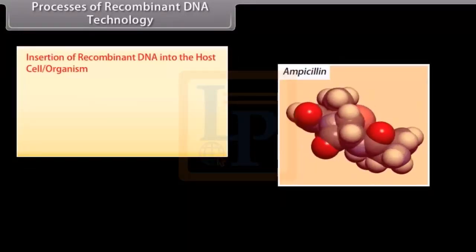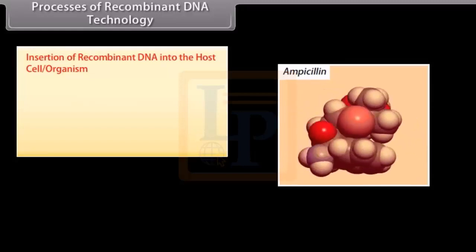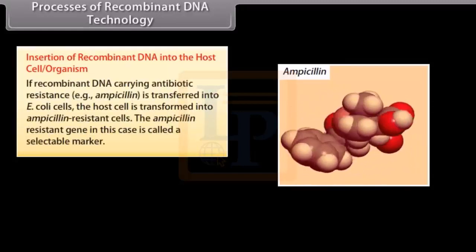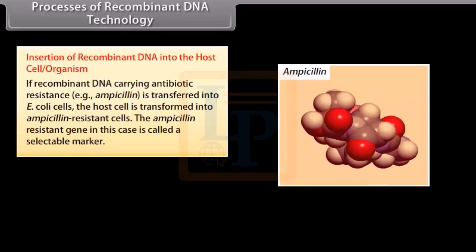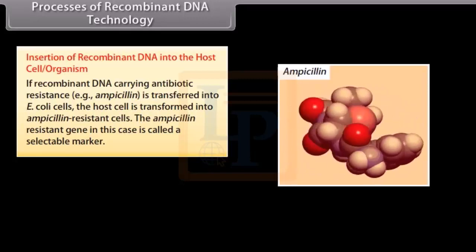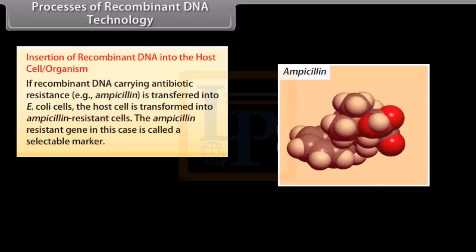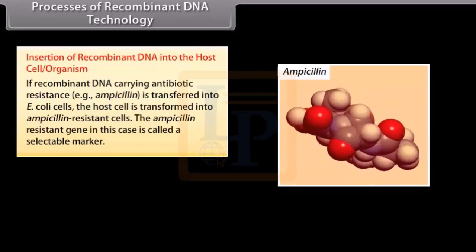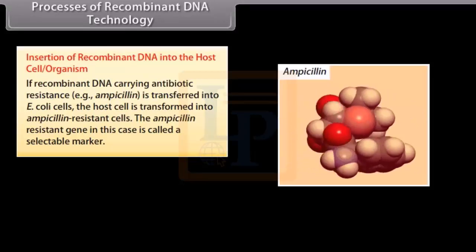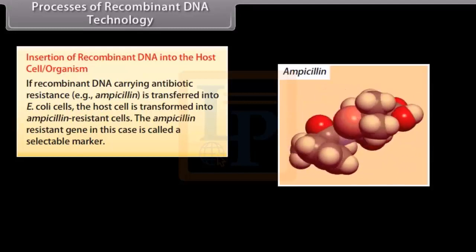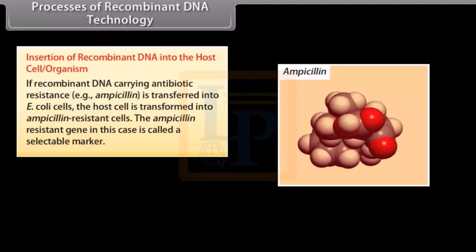Processes of recombinant DNA technology. Insertion of recombinant DNA into the host cell organism. If recombinant DNA carrying antibiotic resistance, that is ampicillin, is transferred into E. coli cells, the host cell is transformed into ampicillin-resistant cells. The ampicillin-resistant gene in this case is called a selectable marker.